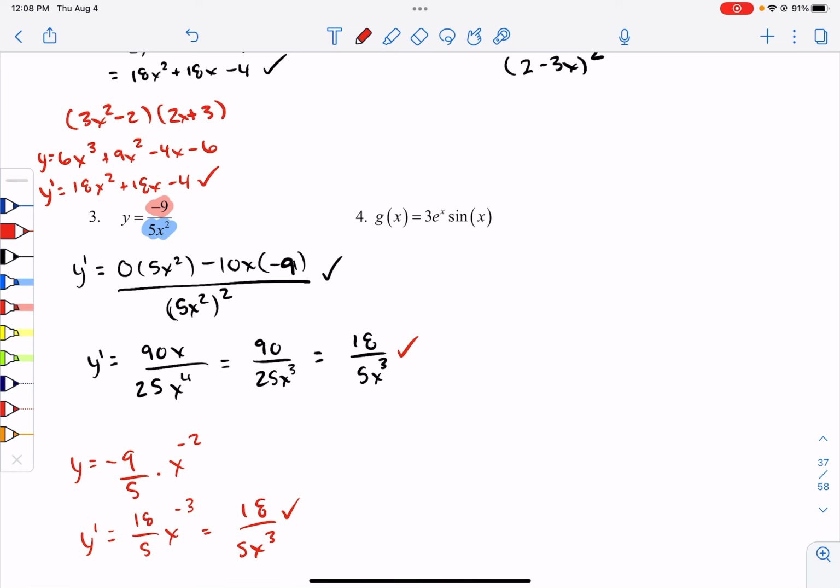That's the kind of problem that on the test, you can make the choice. But on this homework, I want you to practice using the quotient rule that you learned.